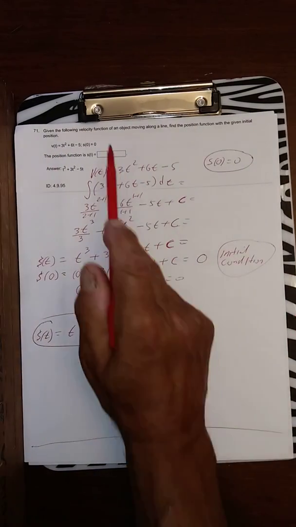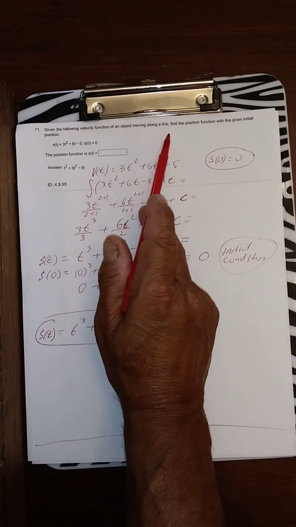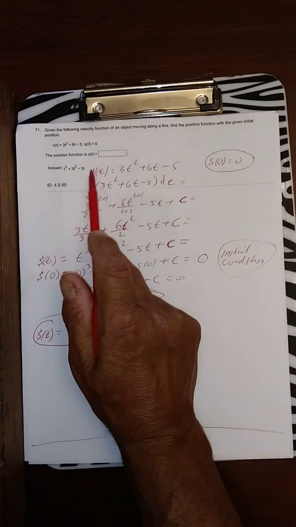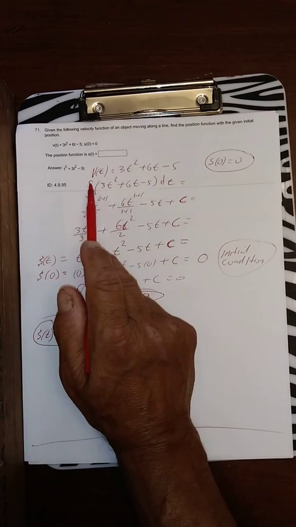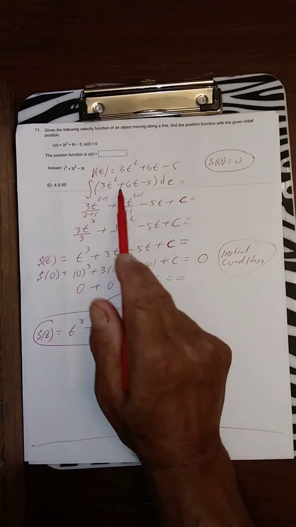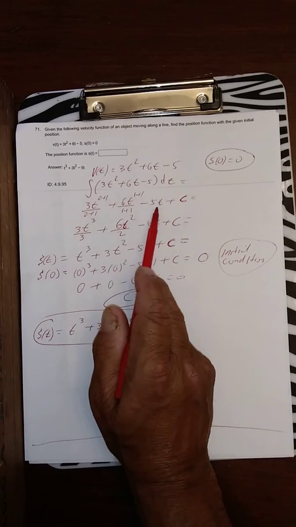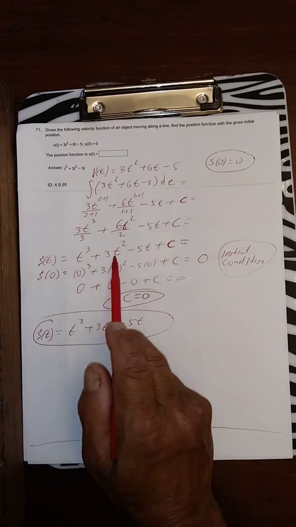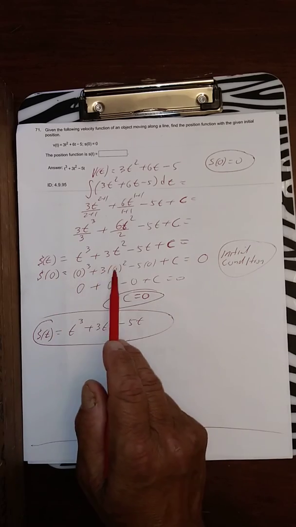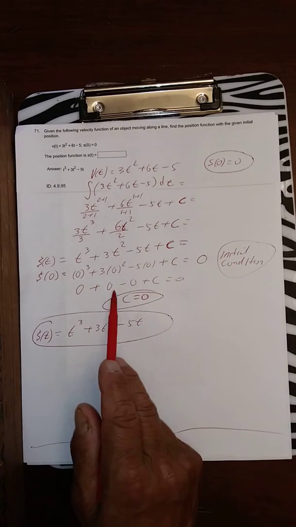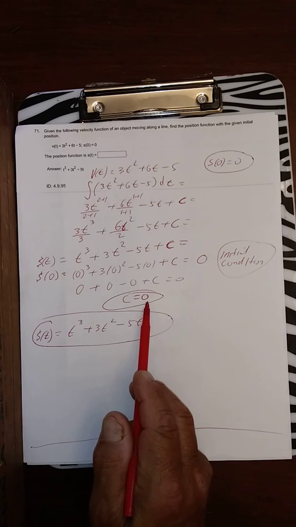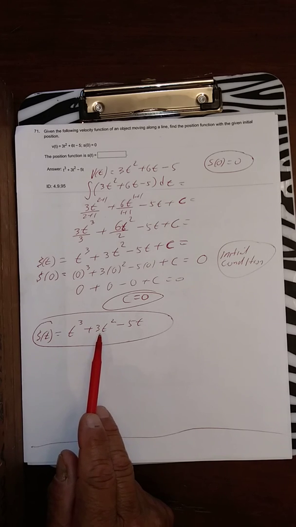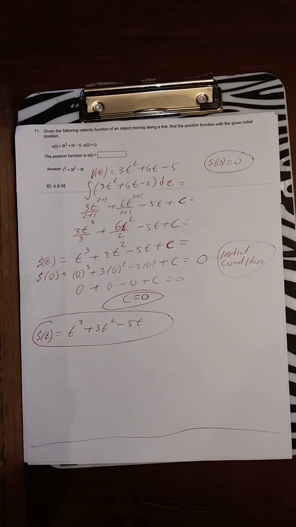Given the following velocity function of an object moving along the line, find the position function, given the initial position. Okay, let's integrate this, both sides. Integral of this, it's going to give you this, at 1, minus 5t plus c. So we have this, and this. Divide this number. S is 0, put 0, 0, 0, plus c is 0. So c must be what, 0? So final answer S of t must be t cubed, and 3t squared minus 5t, that's it, with the initial condition in it.